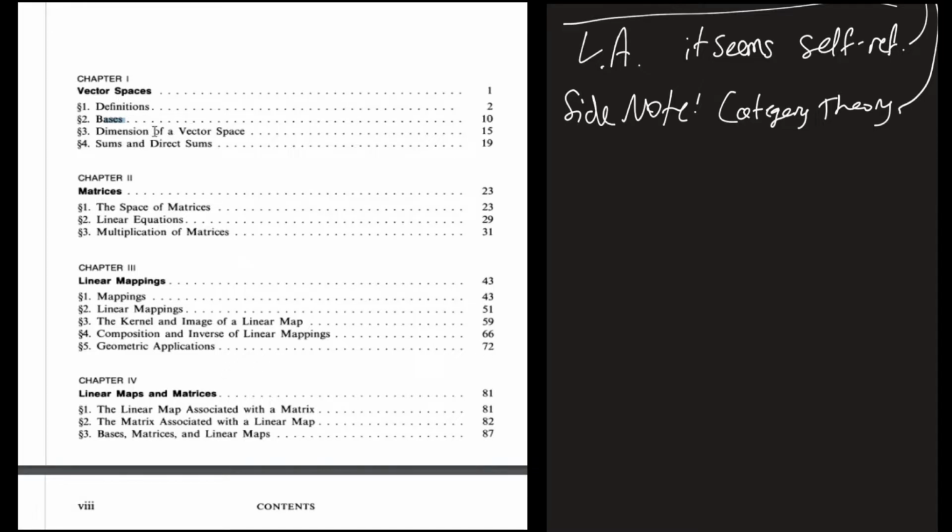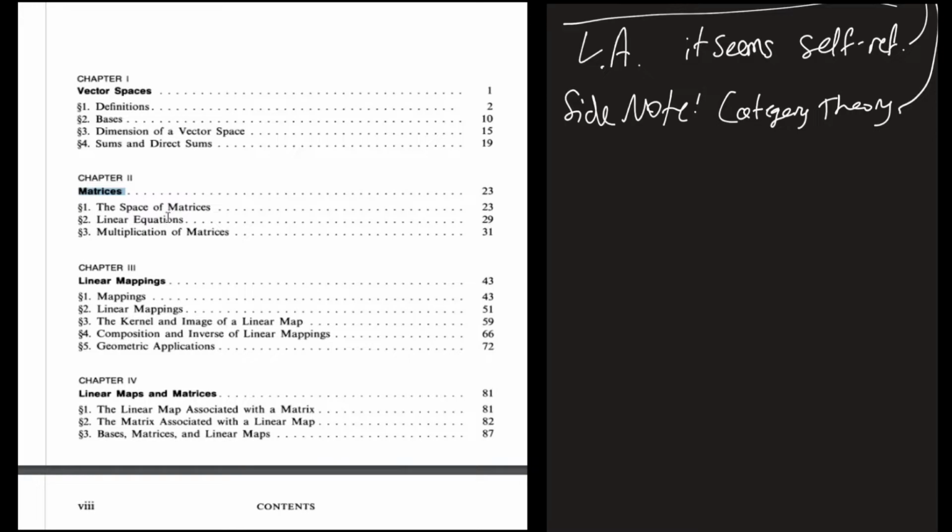So we have definitions, of course, bases. I do remember bases, dimension of a vector space. I think that's directly related to the base, so that's good. This is already looking pretty good. Chapter 1's looking really good. Sums and direct sums. I'm interested to see how dimension of a vector space and sums and direct sums are related. I can't remember off the top of my head, but chapter 2 is going to be about matrices.